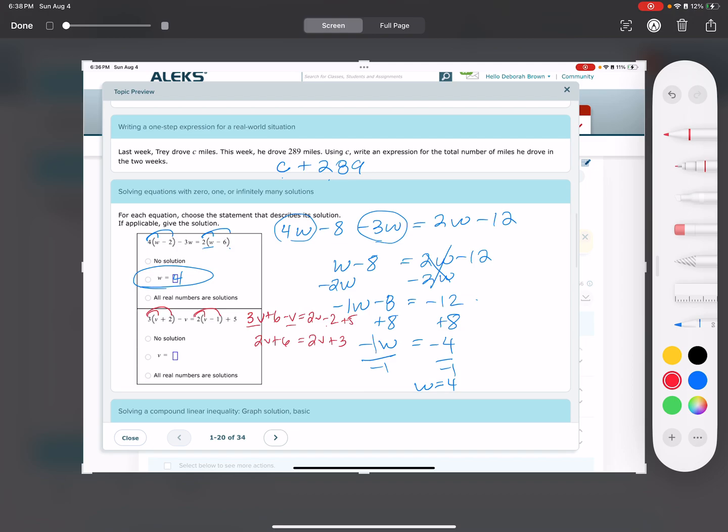Now I'm going to subtract 2v from both sides, and they both cancel. So now I have 6 is equal to 3. Tell me, when is 6 equal to 3? It never is, so that's why it's no solution, because this is impossible. Whenever you get something that's impossible, it's going to be no solution. For all solutions, it would be something like 6 equals 6. When does 6 equal 6? Always. It doesn't matter what v is, 6 would always equal 6, or 3 equals 3. So this would be a never, and this would be an always.